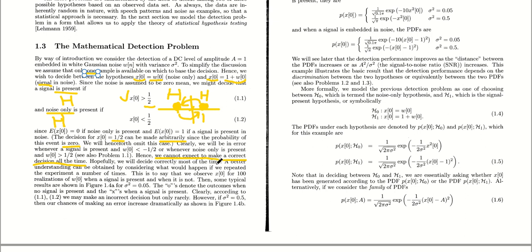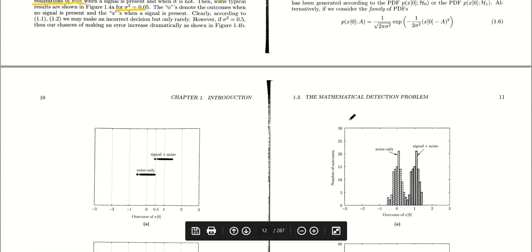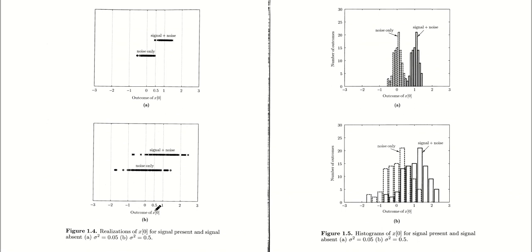So a better understanding can be obtained by considering what would happen if we repeat the experiment a number of times. This is to say that we observe x0 over 100 realizations, when the signal is present and when it is not. Then some typical results are shown here. We'll see the figures later on. So let's go see the figures.